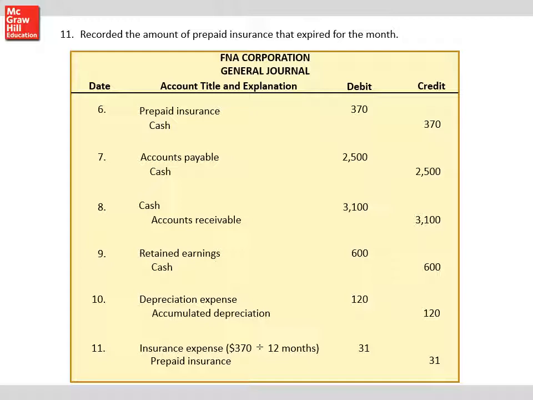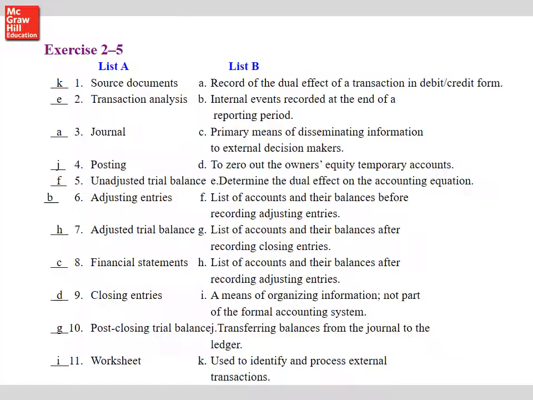Okay, so great review on the journal entries, everyday transactions of a company. In exercise 2.5, this is from your book, and it's just a quick matching. And so there's the answer key. Really quick, I'm going to go through them.